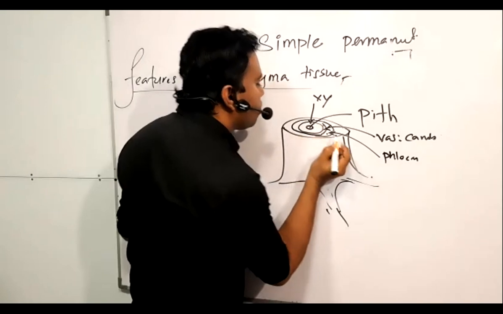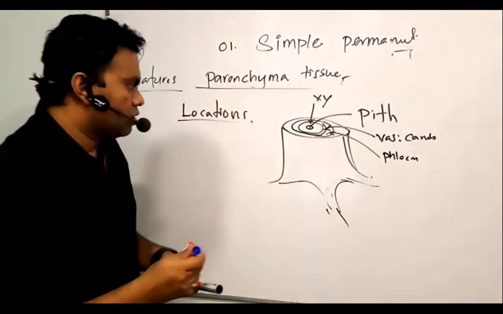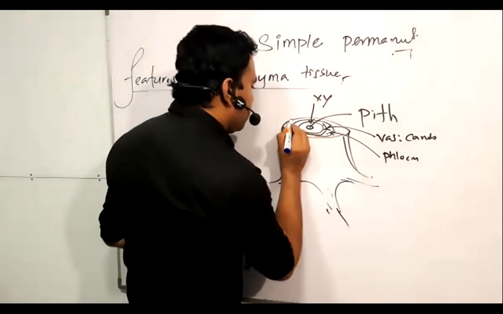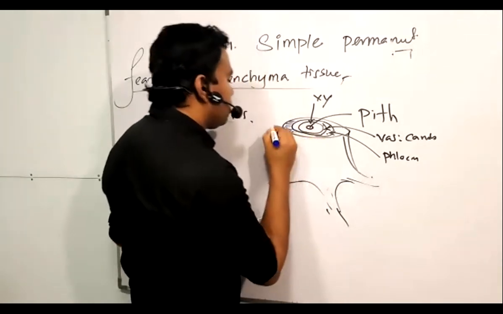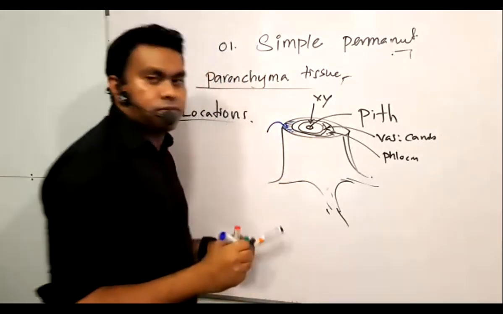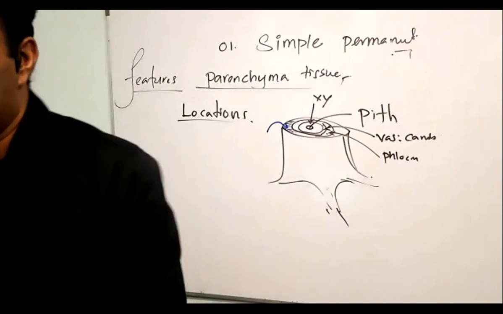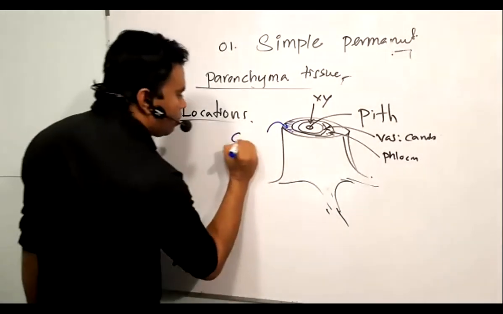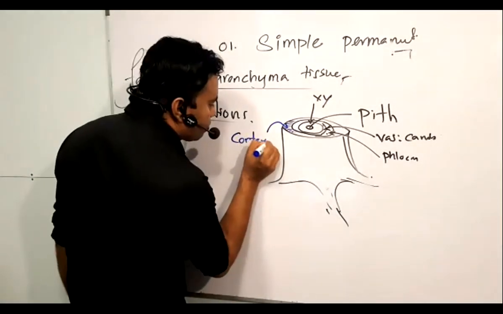So what's exterior to that? Who is there? So we call that cortex. Cortex.